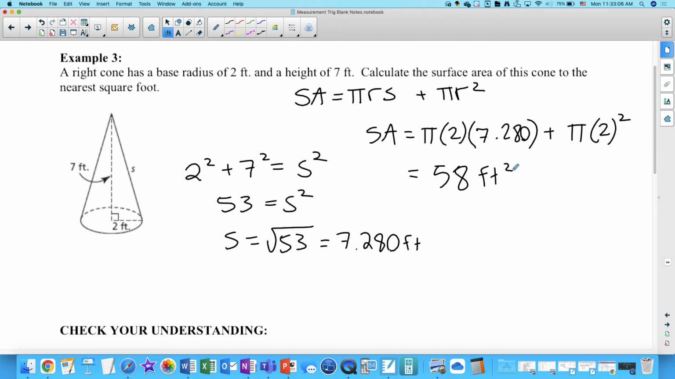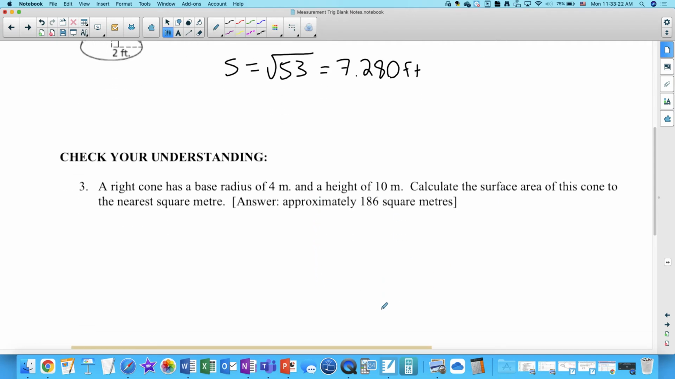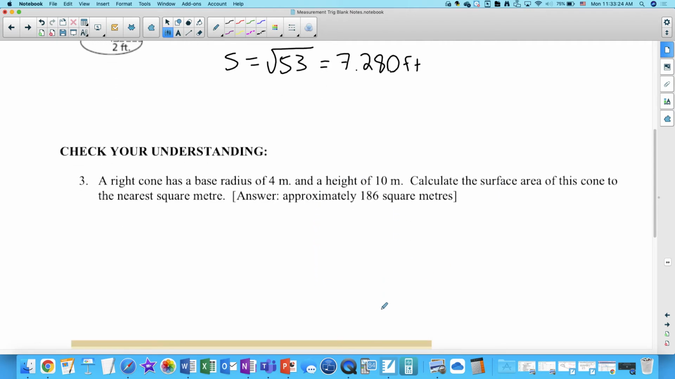Now, I would like to see this line where you substitute when you're showing your work. Because then if you show me this, but you make a calculation error, you're probably going to get full marks. So please make sure to do that kind of thing. I'm going to let you guys try this one, and then we'll finish off talking about spheres today, and then we're going to finish up the rest of surface area tomorrow.